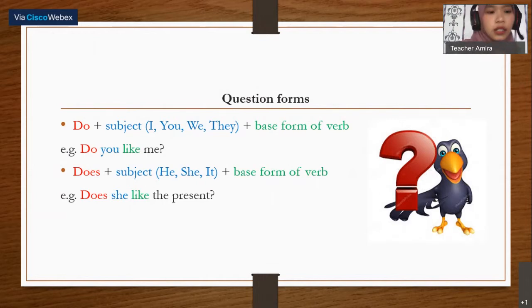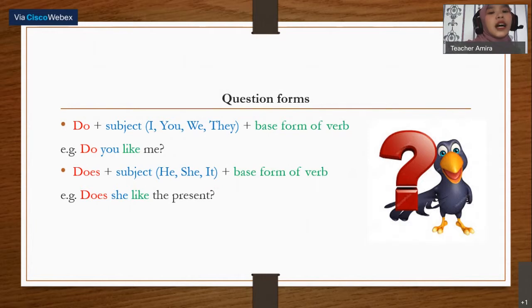Okay, let's take a look. The first one is do plus subject I, you, we, they, the special cases and also the plural, plus base form of verb. For example, do you like me? Remember your question mark, okay? The word do is at the front and then you like, the base form of verb. So you is the special case, right? So you should use like.